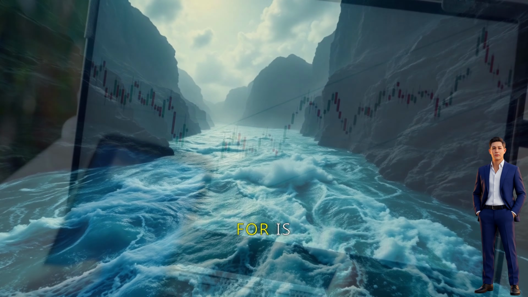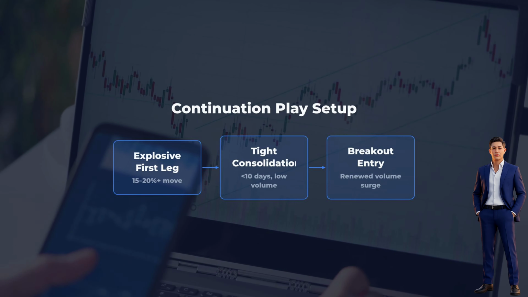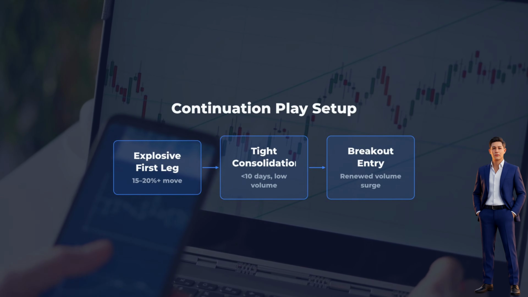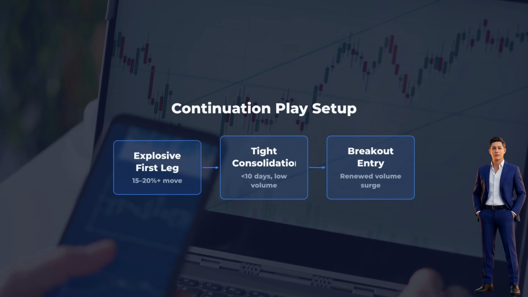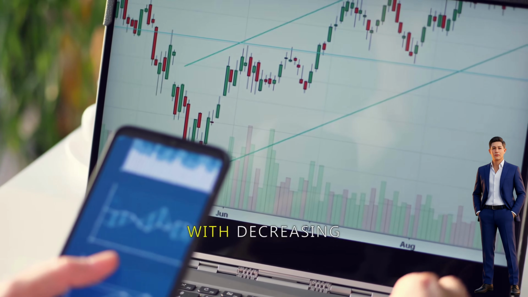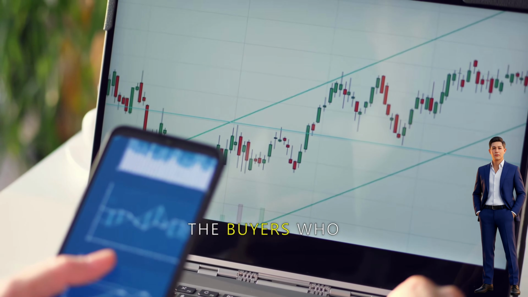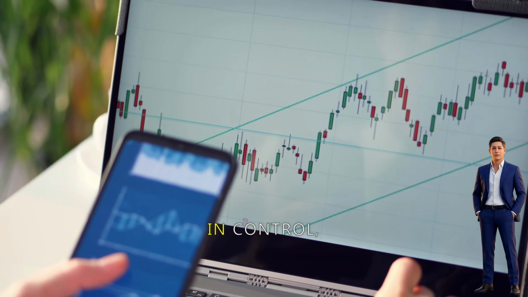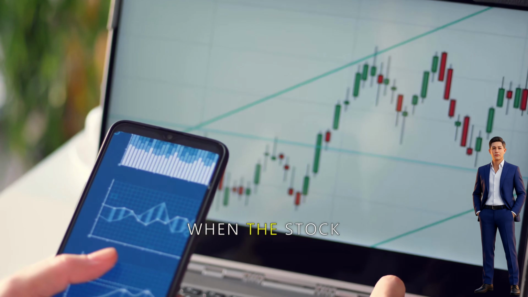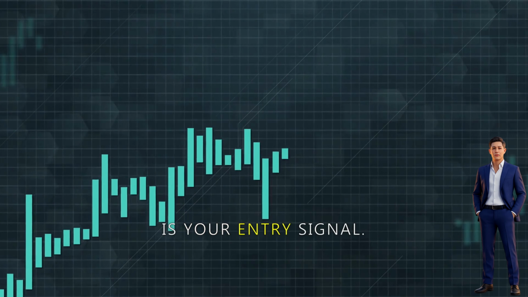What you want to look for is a stock that has made an explosive first leg, something in the range of 15 to 20% or more, and then pulled back into a tight consolidation. Ideally, that consolidation is shallow, lasting fewer than 10 days, with decreasing volume and narrow range candles. This tells you that the buyers who drove the initial move are still in control, and that sellers are not stepping in aggressively. When the stock breaks out of that consolidation on renewed volume, that is your entry signal.